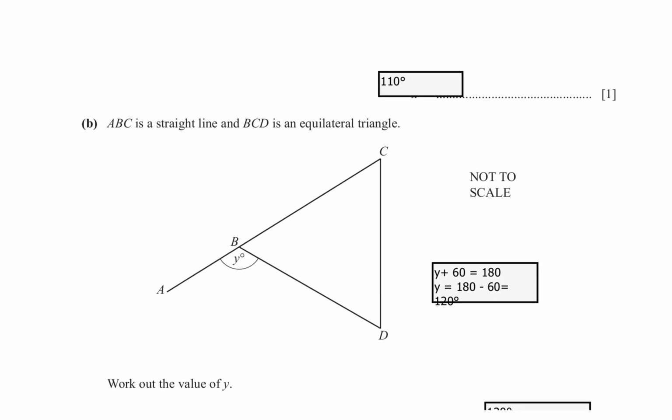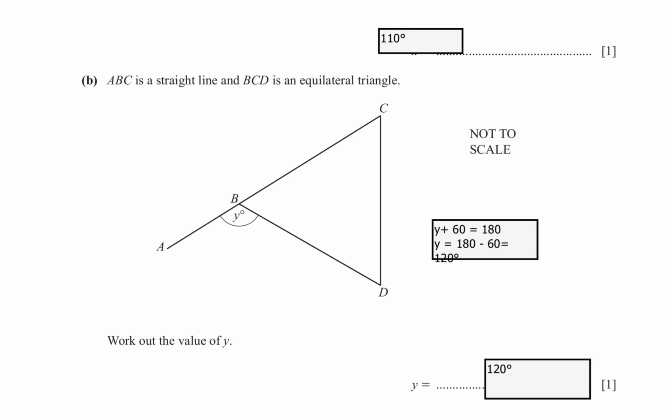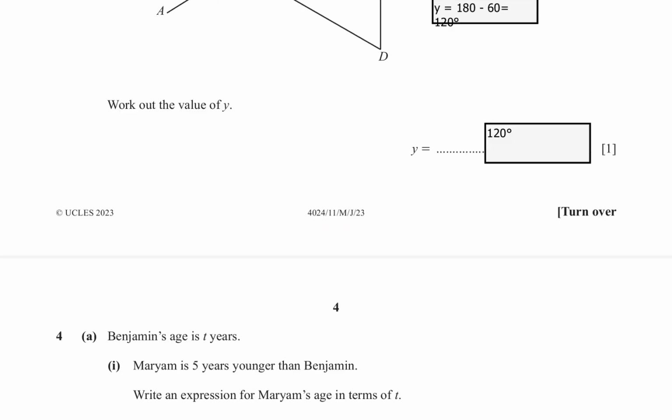Okay, ABC is a straight line and BCD is an equilateral triangle. Now what we have to do is find out the value of y. Now since it is an equilateral triangle, each angle is equal to 60 degrees. So y plus 60 is 180 degrees and y is equal to 180 minus 60, that is equal to 120 degrees. So the answer is 120 degrees.